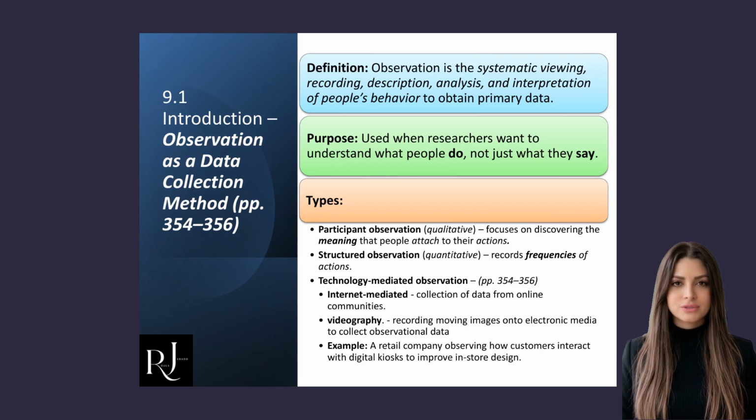By participating in these discussions, the researcher can understand why students choose certain topics or how they interact with one another. Second, we have structured observation. This is the quantitative side, where we record the frequencies of specific actions. For example, how many times does a customer touch a product before buying it? In a supermarket, a researcher could use structured observation to count how many times shoppers pick up a particular brand of cereal before making a purchase.